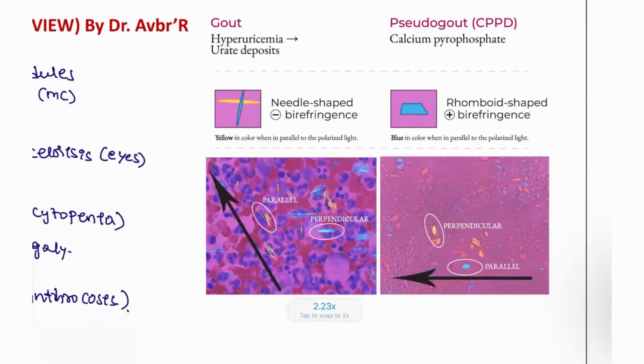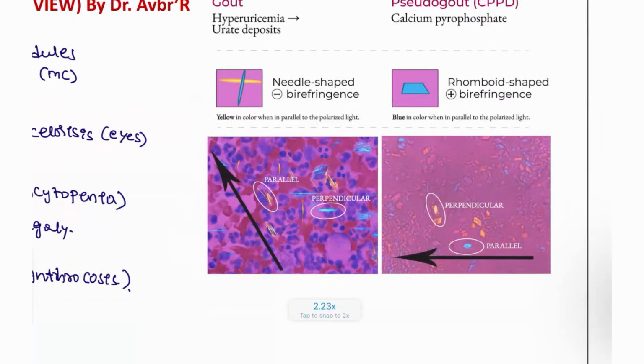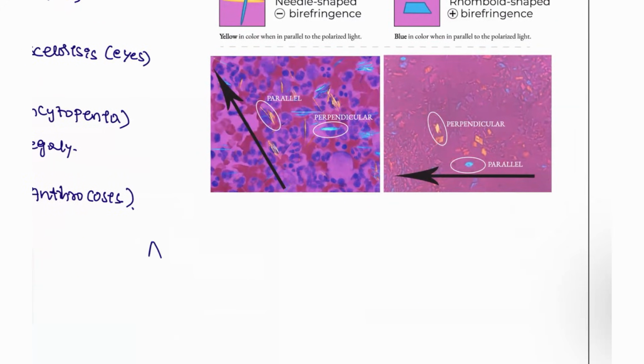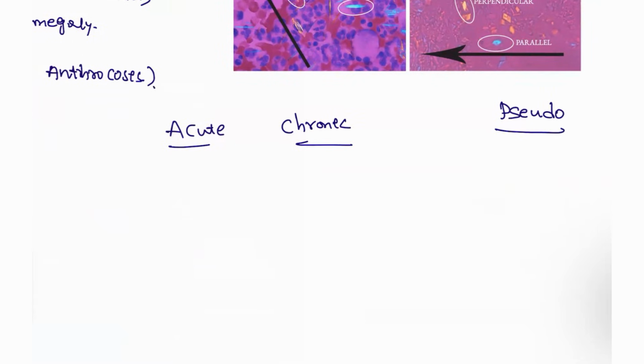Next, moving on to gout. In gout, we have three types. One is acute gout, another is chronic gout, and pseudogout. What are the joints that are involved here? Let's see. The most common in acute gout is the metatarsal joint. Your big toe will be involved.